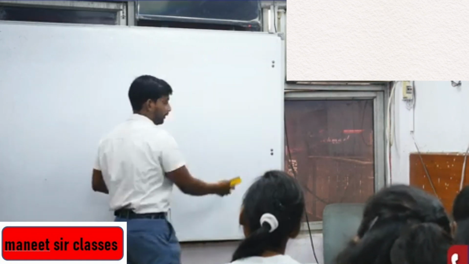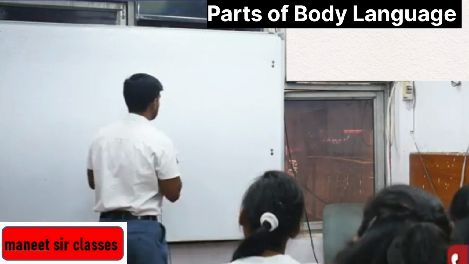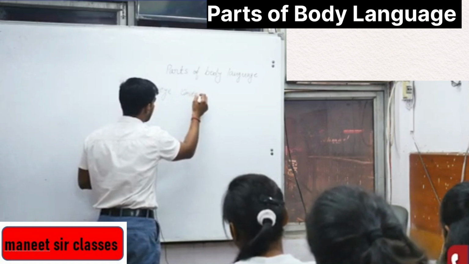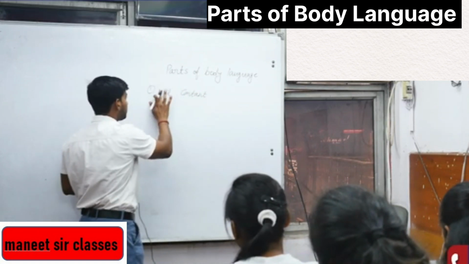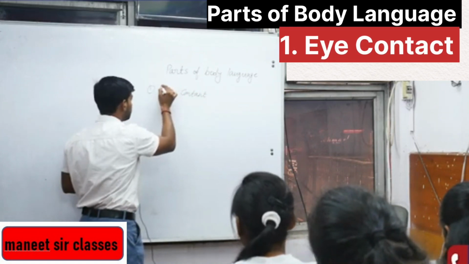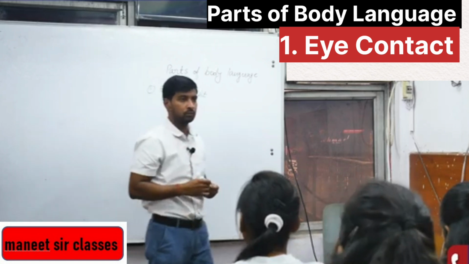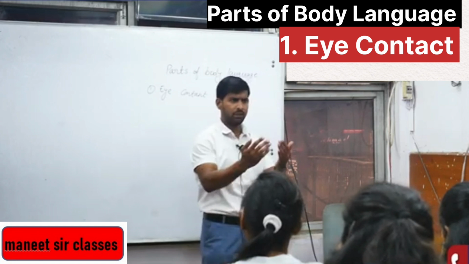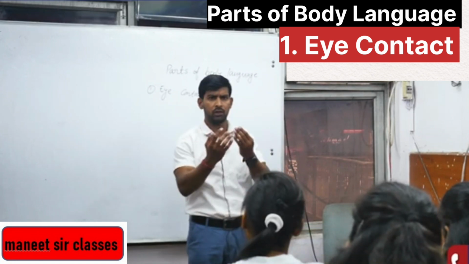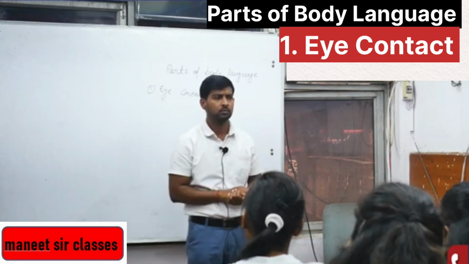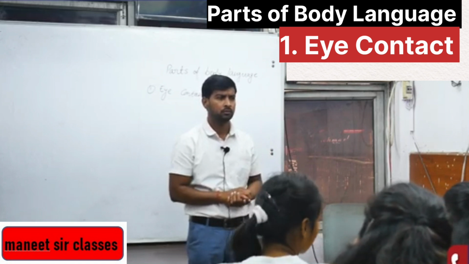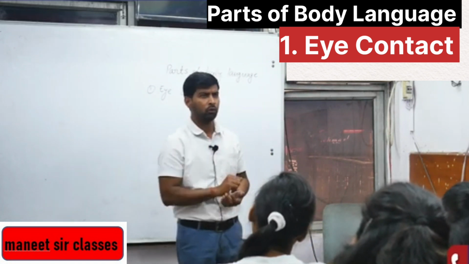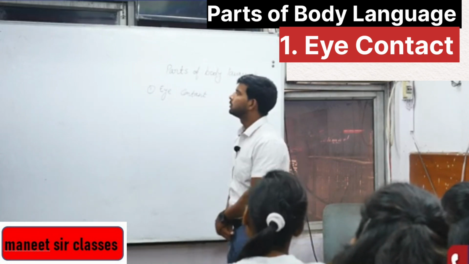Parts of body language, if I talk about them. The first is eye contact. Why is eye contact important? While interacting or discussing something, the person is interested. How would you feel if I teach you like this?